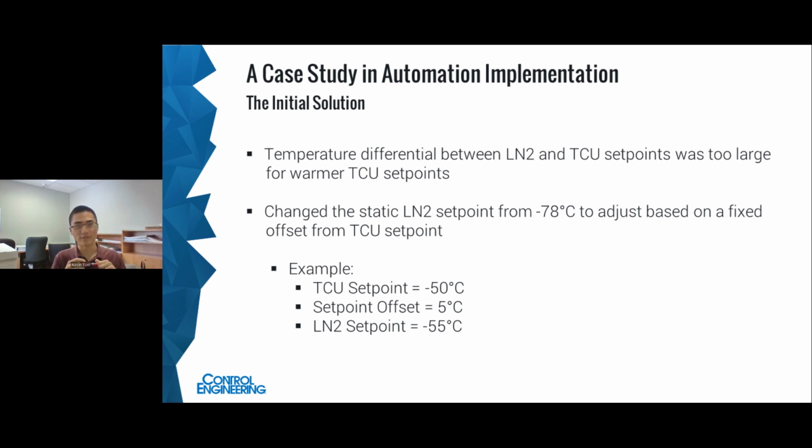And the way we thought of at first was, let's use a fixed offset between the two set points. So that's the LN2 set point is something adjustable and it moves with the TCU set point. So after a little bit of sleuthing, we found that, let's say the set point offset of 5 degrees Celsius worked for a given TCU. So if the operator sets the TCU set point to something like -50 degrees Celsius, for example, then what we're going to do on the automation side is we're going to send a set point of -55 degrees Celsius to the LN2 side.